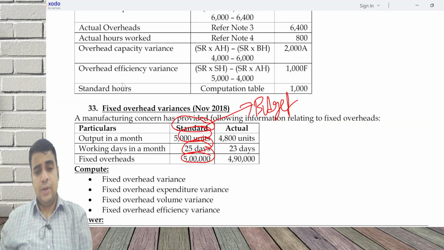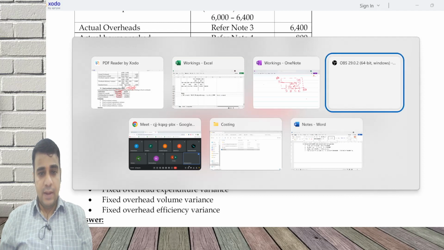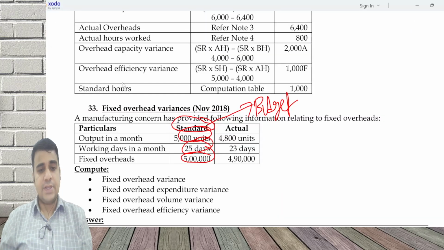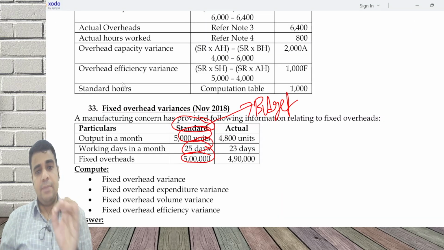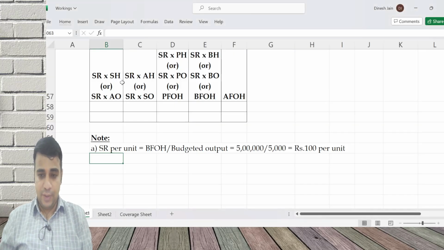We do not have data on the number of hours in this question. There is no information relating to the number of hours. So in this problem, we cannot calculate SR per hour, because the information is not available in the question. So we have calculated SR per unit.